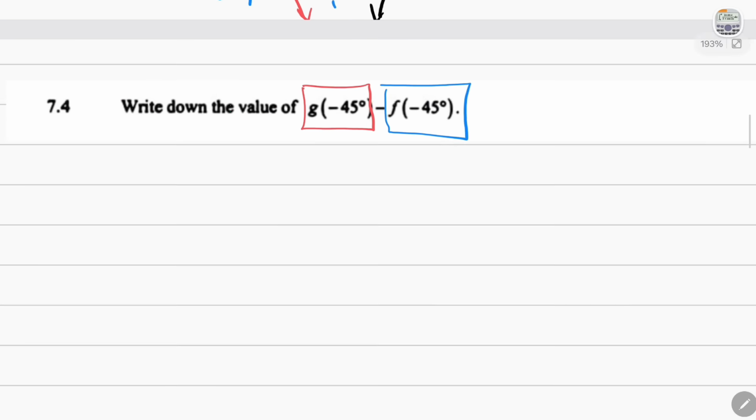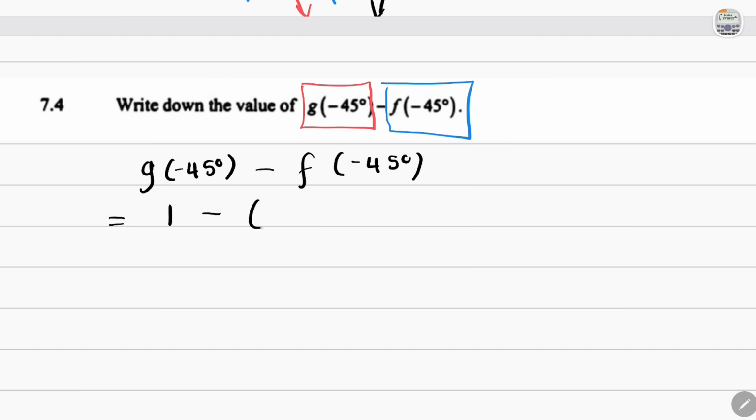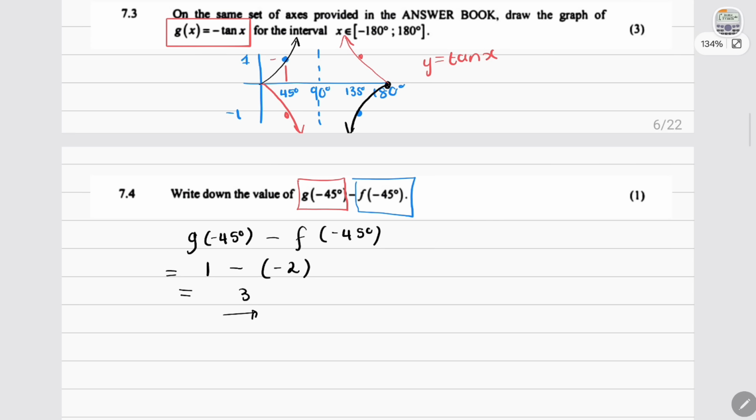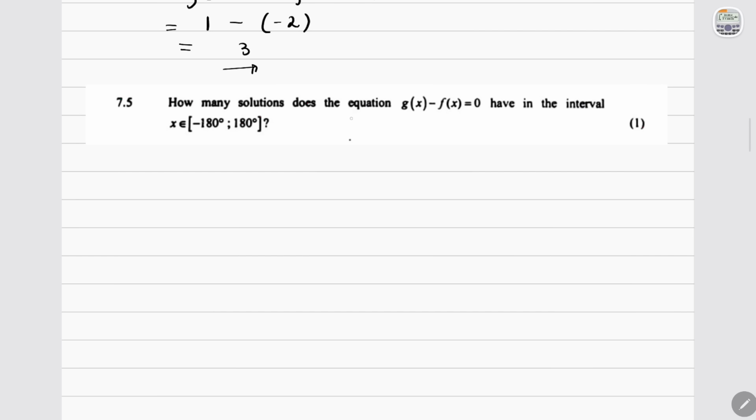Okay, so we're just going to say, we know that the y value there is, I'll just put it down first. Y value there is 1 minus, and then negative 2, which is equal to 3. Okay, so there, that's the value of it. It's 3. Moving on to the next question. Question 7.5 says, how many solutions does the equation g of x minus f of x equals 0 have in the interval? And it's that same interval. It is for 1 mark, okay?